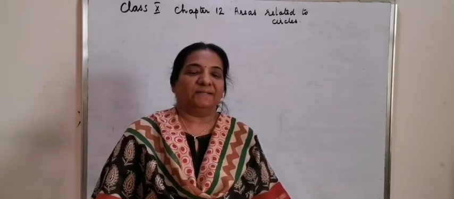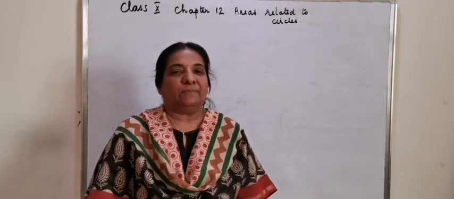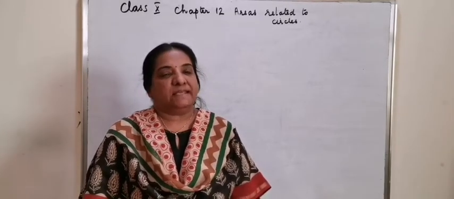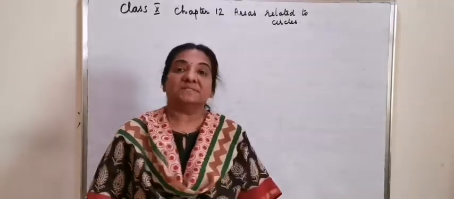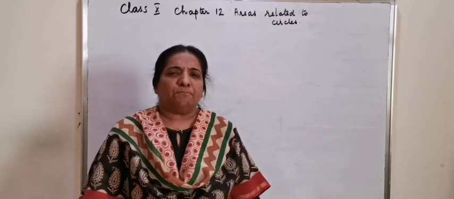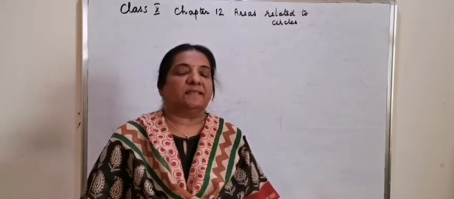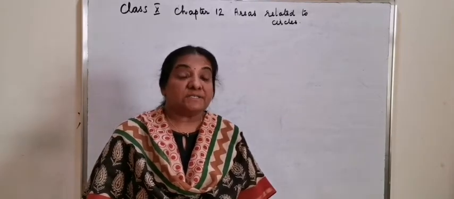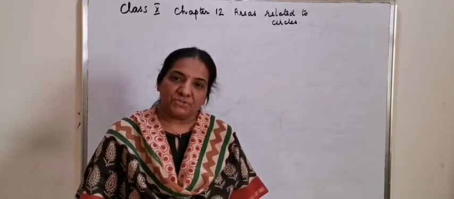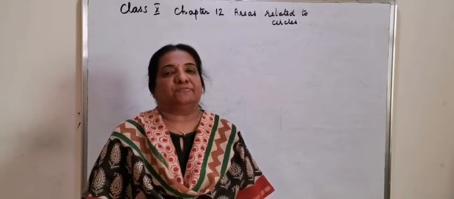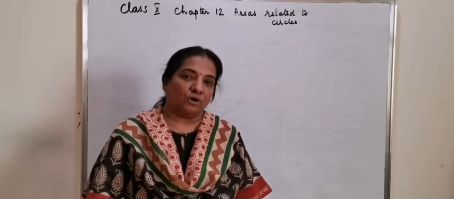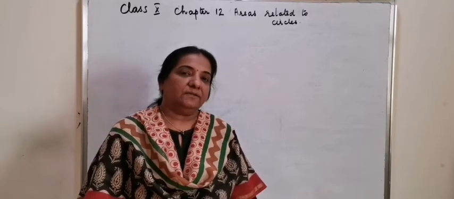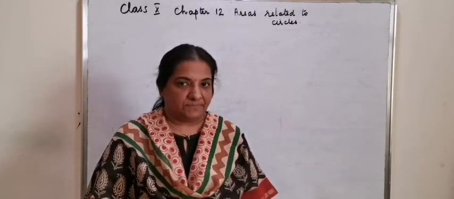Good morning, children. Today we will be starting with a new lesson, chapter 12, areas related to circles. Many objects that we come across in our daily life are circular in shape, and so we need to review the formulas you have already learned in your previous classes.